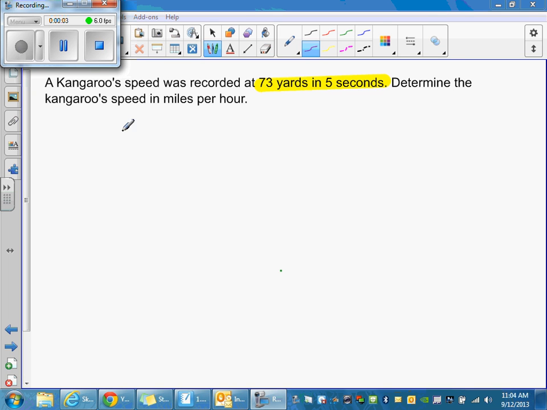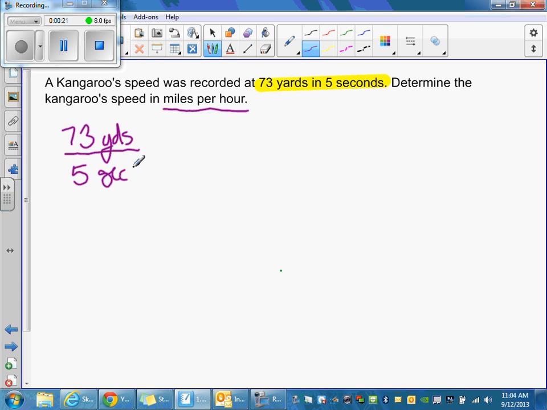Okay, our question here is, a kangaroo's speed was recorded at 73 yards in 5 seconds. Determine the kangaroo's speed in miles per hour. So, my first rate is 73 yards to 5 seconds. And I'm trying to change this to miles per hour.